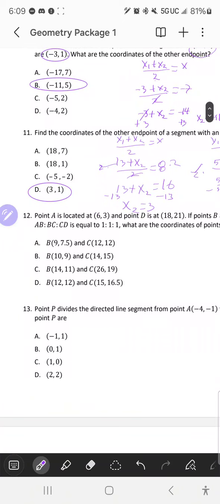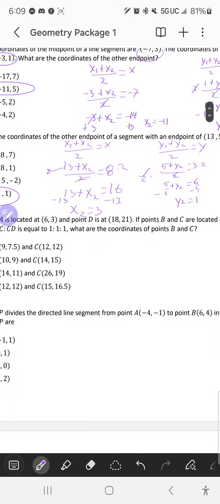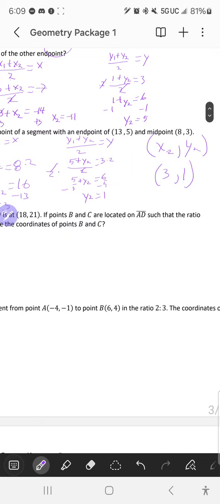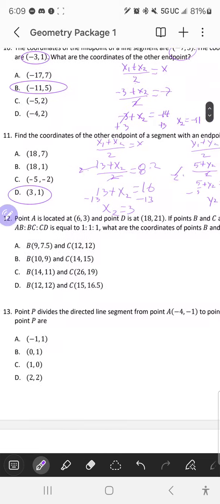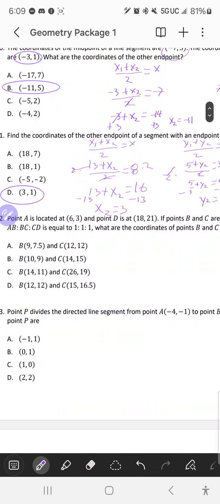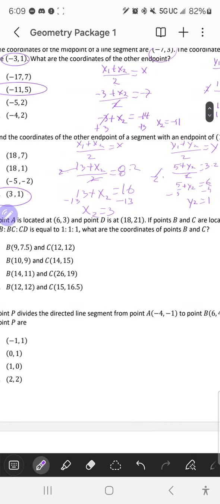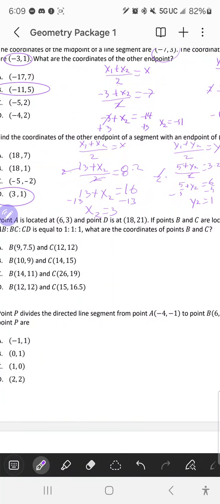Now, point A is located at 6, 3. Point D is located at 18, 21. If point B and point C are located on AD, such that the ratio of AB, BC, and CD is equal to 1, 1, 1, what are the coordinates of point B and C? Now, this exercise might seem complicated, but it's easier than it appears.